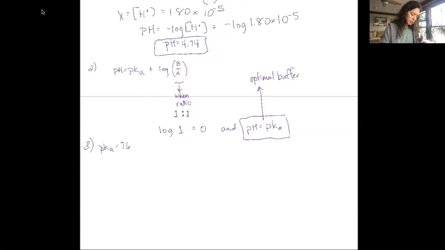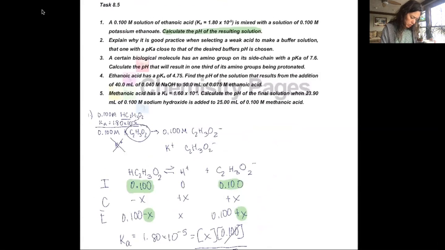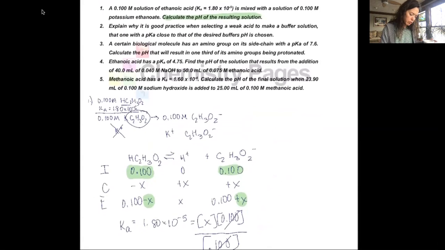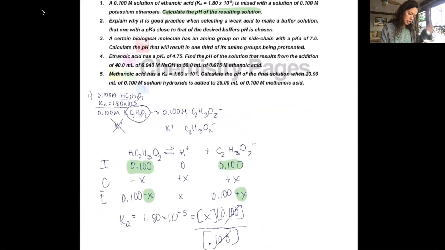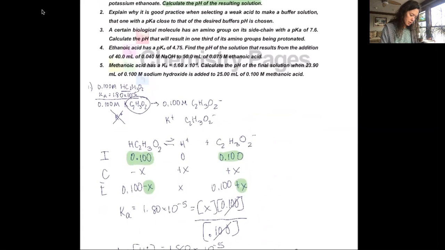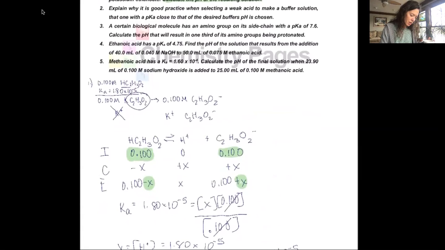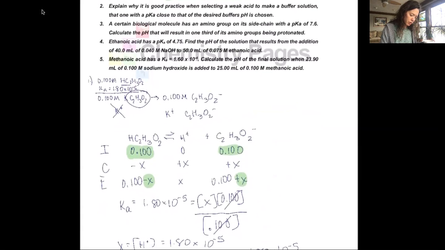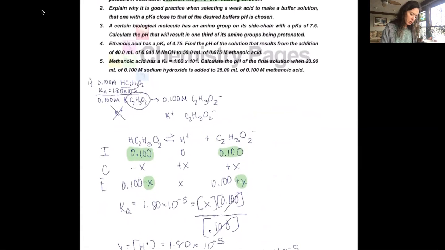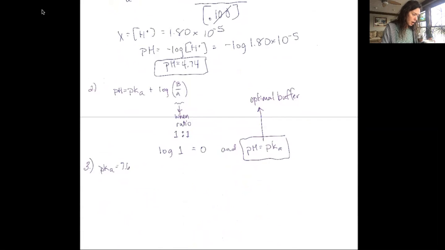How's that written? Let me read it. A certain biological molecule has an amino group. An amino group is an NH3 on its side chain with a pKa of 7.6. Calculate the pH that will result in 1/3 of its amino groups being protonated. You really don't need to worry about this, but let's see.